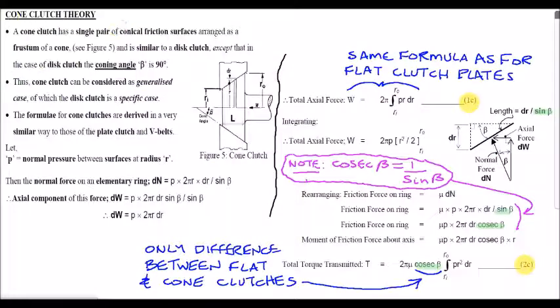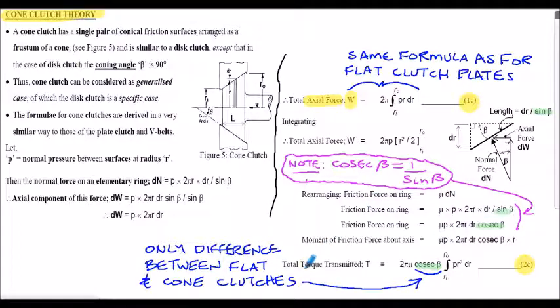And finally, just going to briefly outline cone clutch theory. Essentially, the formulae we derive for cone clutches is very similar to that derived for flat plate clutches, and the analysis is very similar with the assumptions being the same. If we refer to our previous presentation, when we calculated the axial force for a flat plate clutch, we found the integral for W, equation 1 in our previous presentation, 1C here, is exactly the same integral.